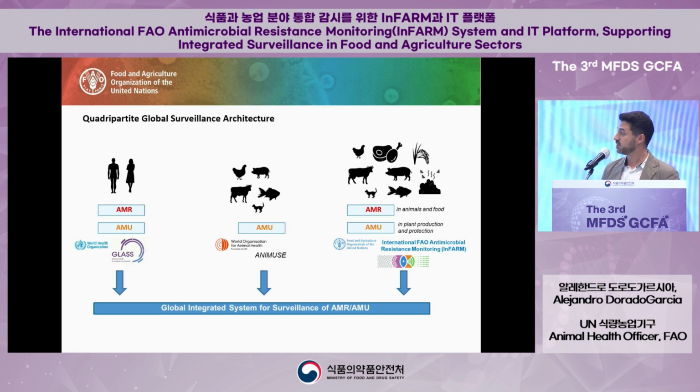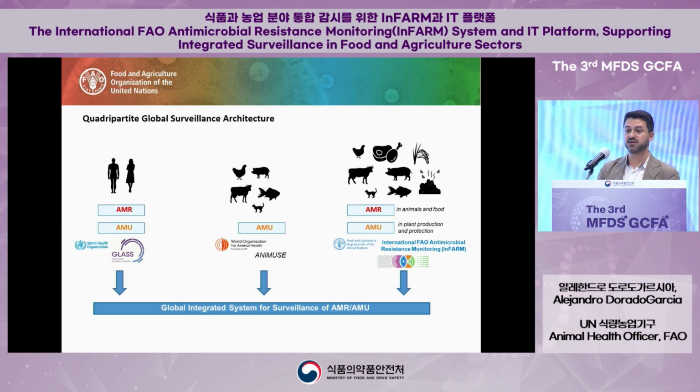But one of the initiatives that we are also coordinating with quadripartite is the Global Integrated System for Surveillance of AMR and AMU, which is called GISA. This is the mechanism that quadripartite agencies are going to be using to gather the information coming from the different systems and the different data that they are collecting. So we have, for example, GLASS, the Global Antimicrobial Resistance Surveillance System, collecting information from AMR and AMU, that is going to be sharing this information with GISA in the future.